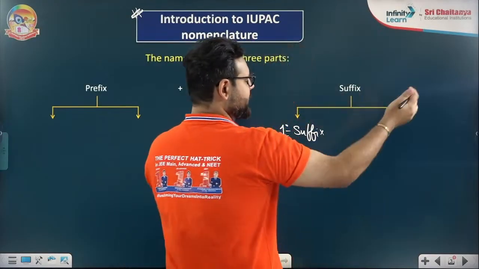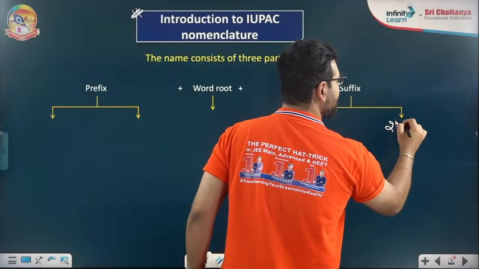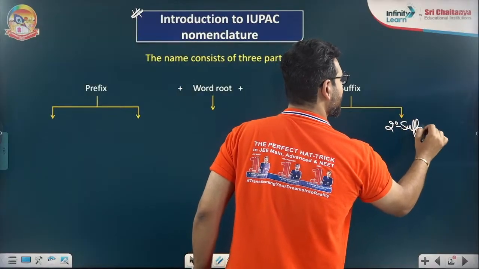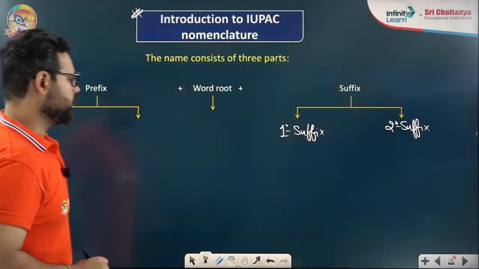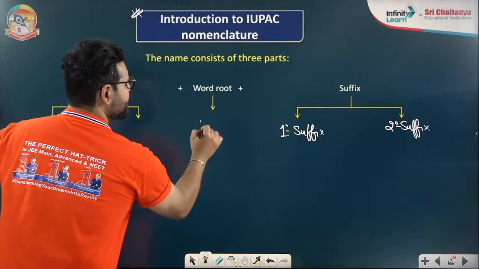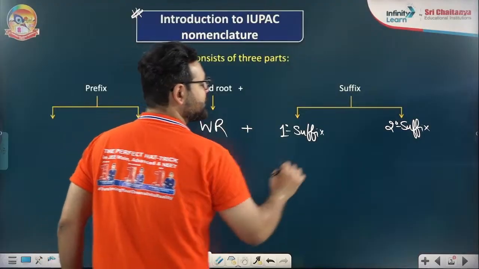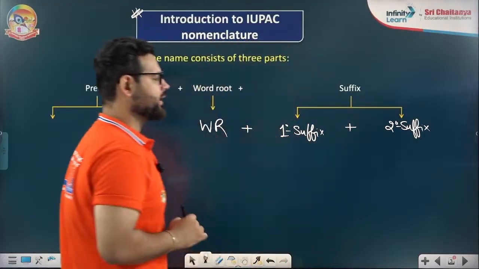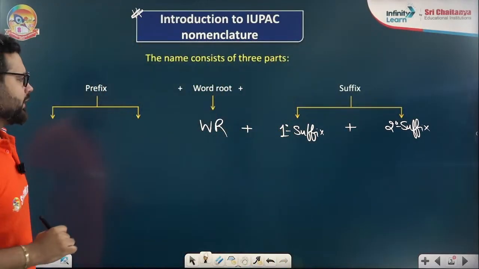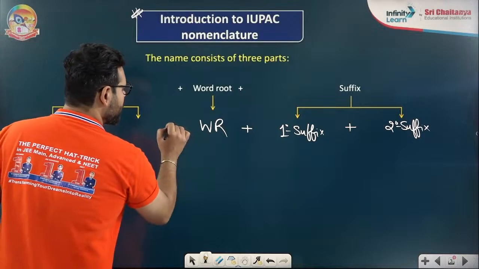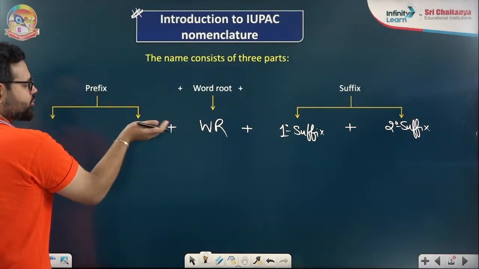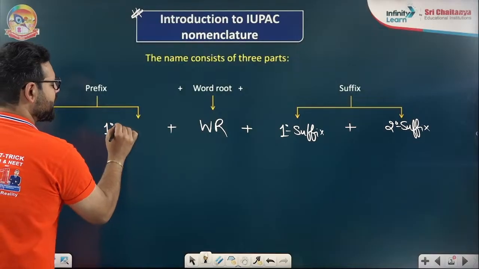And whatever comes later is secondary. So secondary suffix will come at the end. Word root, I'll just write as WR, word root. Word root is followed by primary suffix. Primary suffix is followed by secondary suffix. Just before word root will be the primary, because it is attached to word root, primary prefix.